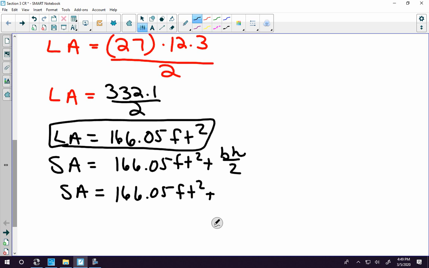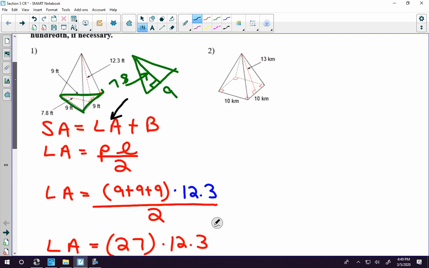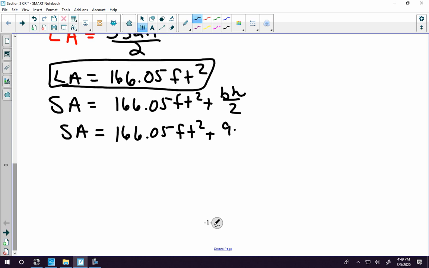The base of that triangle up there in green that I drew was 9. Okay, the height of that triangle was 7.8. So it's 9 times 7.8, half of that. Okay, so our surface area is going to be 166.05 plus 9 times 7.8.